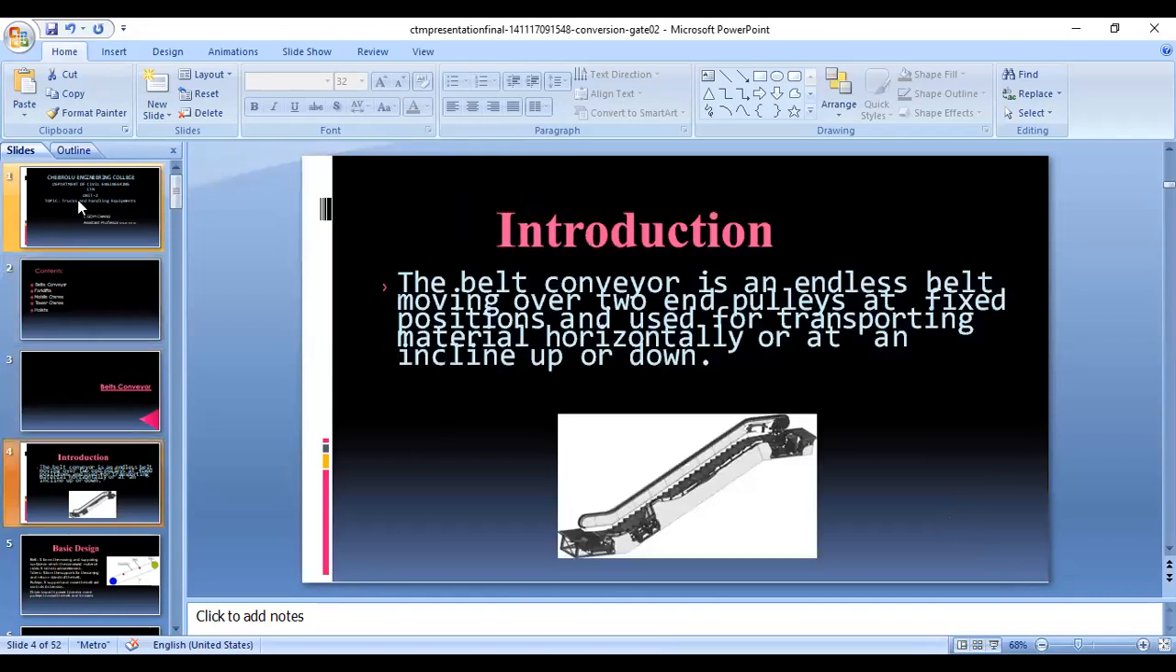Belt conveyors. The belt conveyor is an endless belt moving over two end pulleys at fixed positions and used for transporting material horizontally or at an incline, up or down. In this inclined position, these belt conveyors are known as elevators, which we regularly see in cinema halls, malls, and other shopping malls. In those malls, we can observe these elevators, carrying materials inclined or vertically on the conveyor.